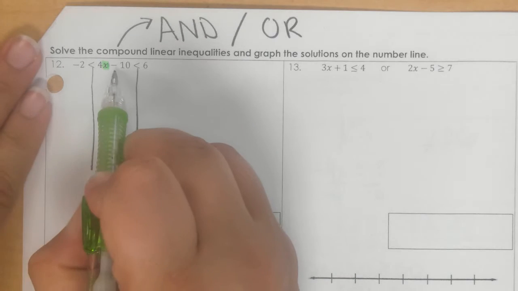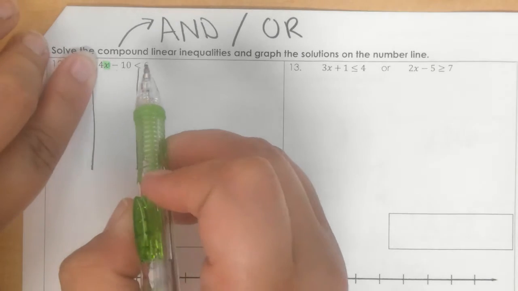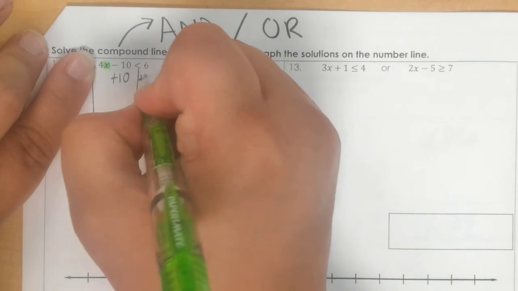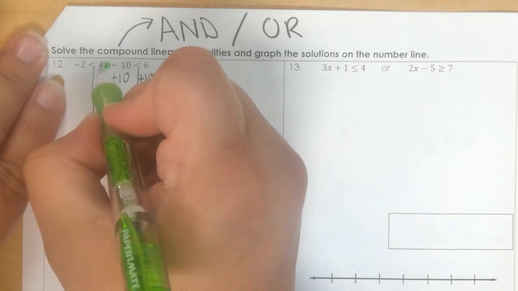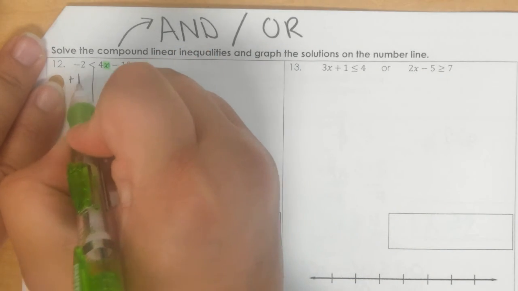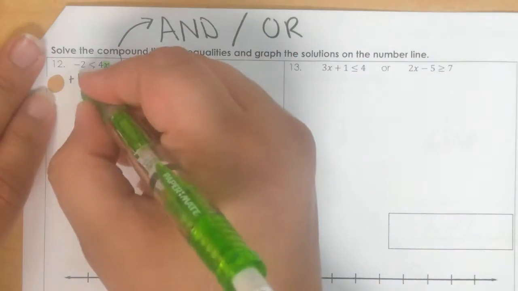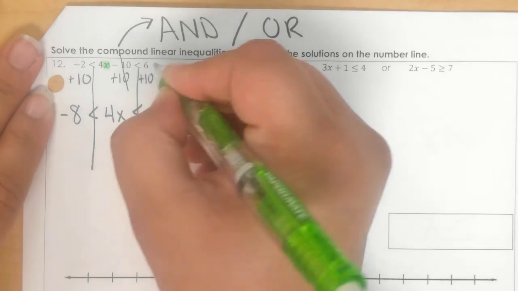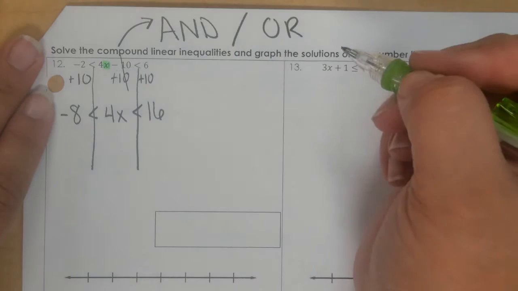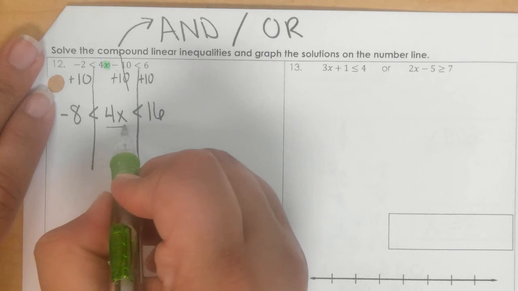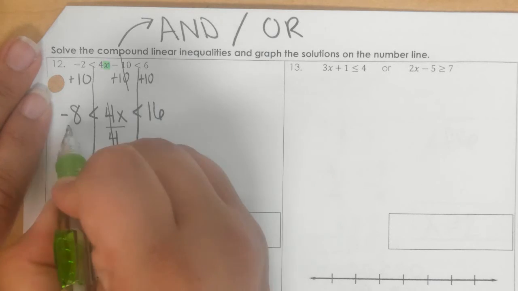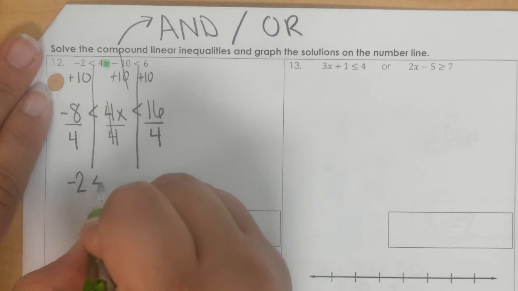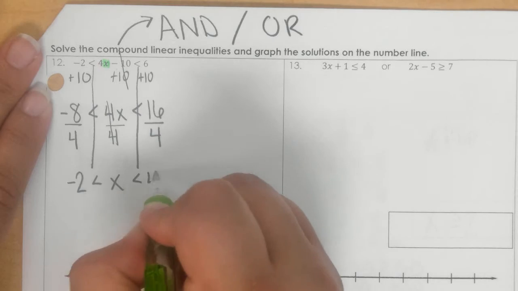So if I add 10 to 6, like if I were to cover this up, I would normally add 10 to 6, which is absolutely correct. But I also need to add it to the other section over here. Okay? So this would give me negative 8 less than 4x less than 16. Still do not have x by itself, so now I need to divide all sections by 4. So this gives me negative 2 less than x less than 4.